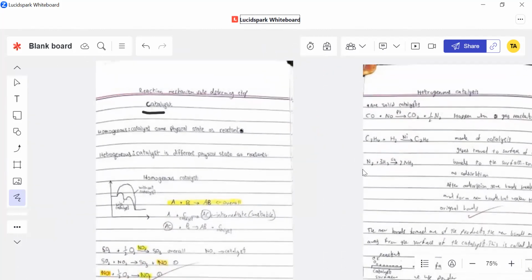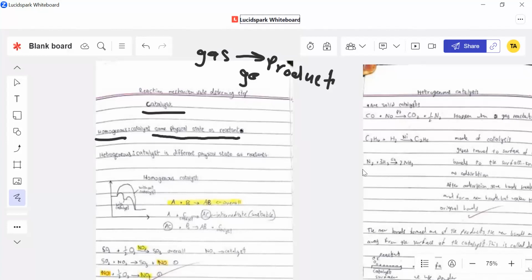This concept, catalyst, is very important because there are two types of catalyst that you need to know: homogeneous catalyst and heterogeneous catalyst. So, a homogeneous catalyst is the catalyst that has the same physical state as the reactants. So, let's say the reactants were gas and you make some product, right? Now, what homogeneous catalyst says is that the catalyst that is used will also be a gas molecule.